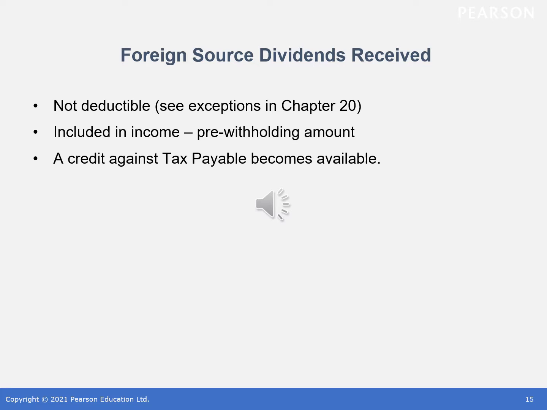For foreign source dividends received, they are not deductible for tax purposes. That is, there will be tax paid on it. It is included in income, as we talked about in a previous chapter, based on the pre-withholding amount, and a credit against tax payable becomes available based on the foreign tax potentially paid. There are some exceptions that you can note in chapter 20 later on.